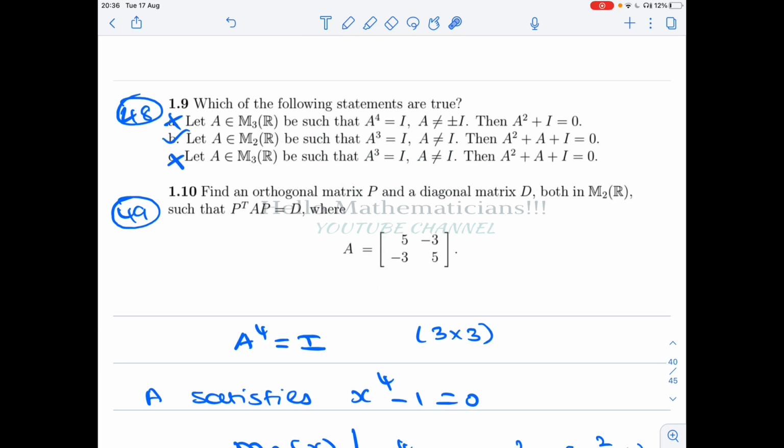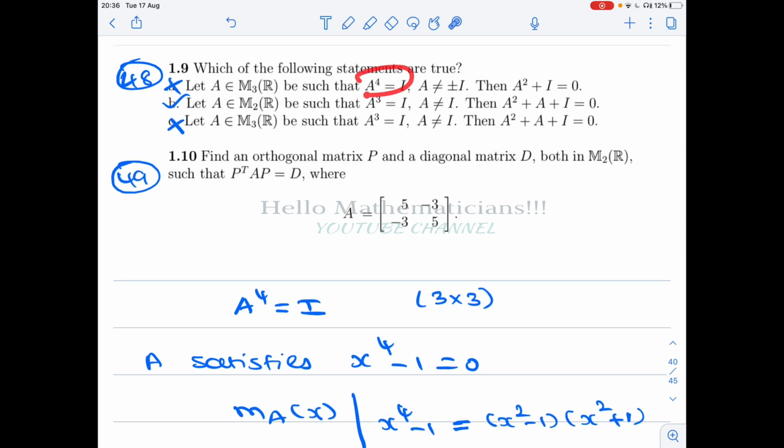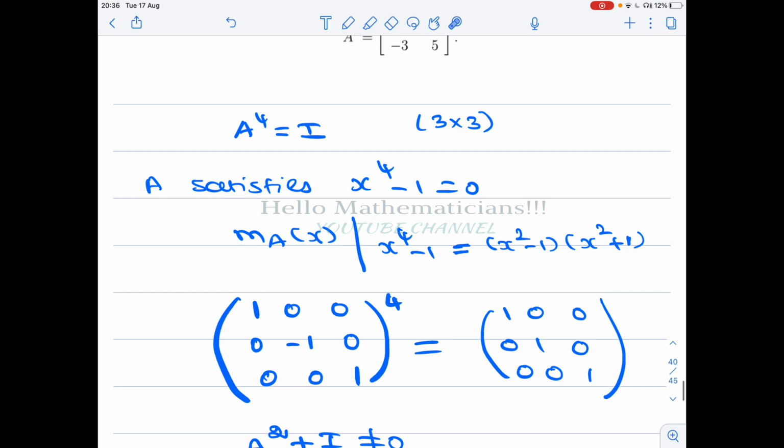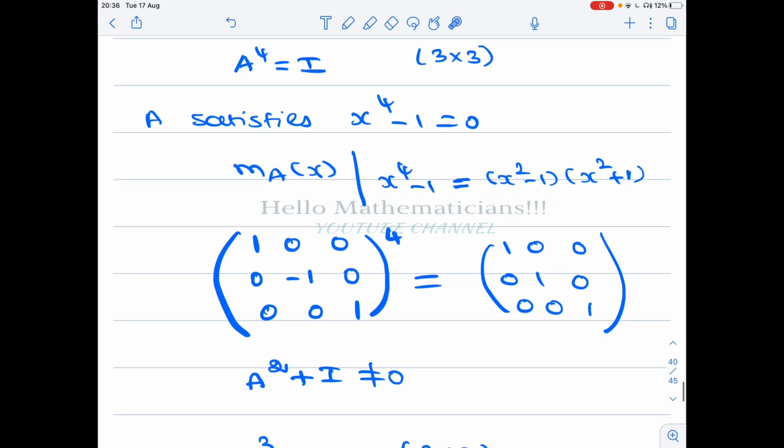Which of the following statements are true? Let a belong to M3 of R such that a power 4 equals I, and a is not equal to plus or minus I, then a square plus I equals 0. Let's see. It is given that a power 4 equals I, which means that a satisfies x power 4 minus 1 equals 0. Therefore, the minimal polynomial should divide x power 4 minus 1. But this is x square minus 1 into x square plus 1.